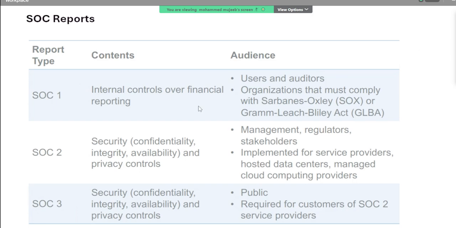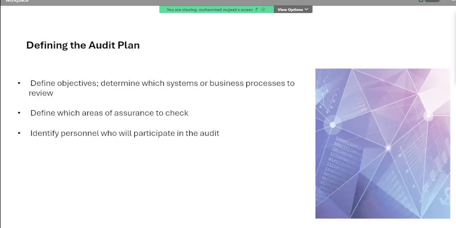Any questions so far, folks? Good. So how the audit works is they define the objectives and determine which systems or business processes to review. For example, they say we have 100 products, but we want to review only product A and product B for now. They define which areas of assurance to check and identify the personnel who will participate in the audits. When the audit team comes, the security CISO will provide a point of contact for the external auditors to work with.